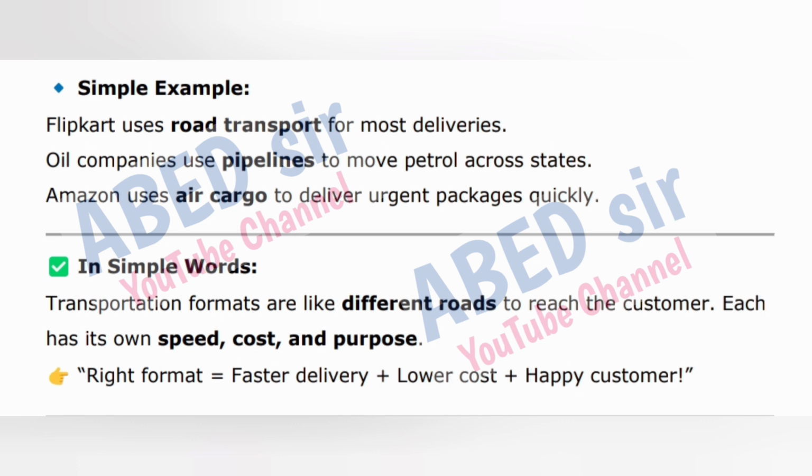Oil companies use pipelines to move petrol across states. Amazon uses air cargo to deliver urgent packages quickly. In simple words, transportation formats are like different roads to reach the customer. Each has its own speed, cost, and purpose. Right format is equal to faster delivery plus lower cost plus happy customer.